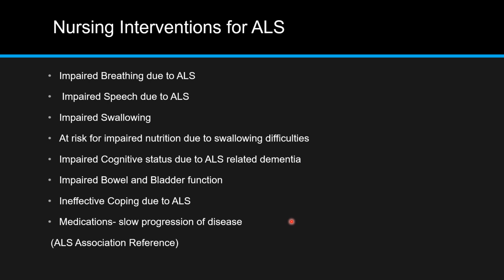So, nursing interventions for these complications and for ALS. Impaired breathing due to ALS. Patients' shortness of breath during exertion should be managed by taking breaks in between activities to rest and catch their breath. Breathing exercises can help fully expand the lungs by taking 5 to 10 deep breaths with short rests in between, several times each day.